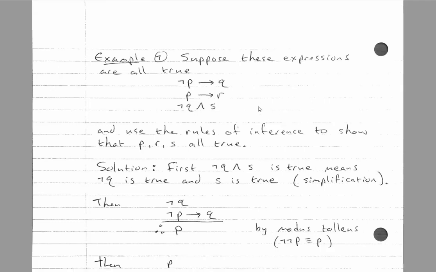Okay, how about example 7? Suppose these expressions are all true: not P implies Q, P implies R, and not Q and S. Use the rules of inference to show that P, R, and S are all true.